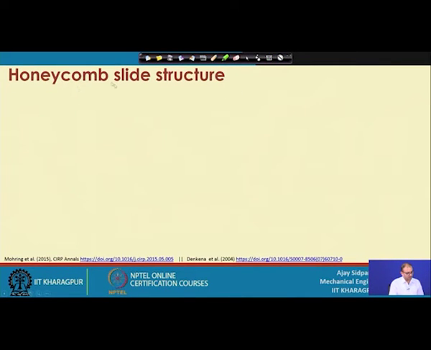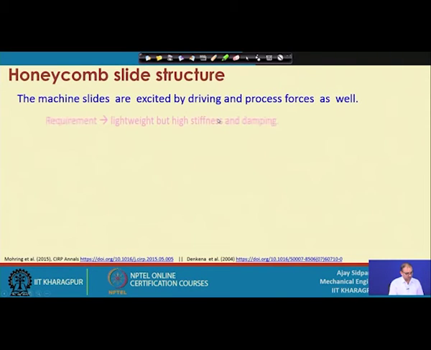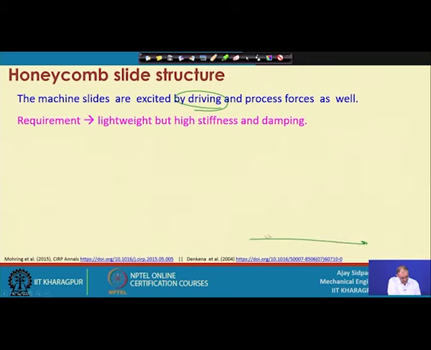Right. So, there is another category which is called honeycomb slide structure. What is this thing? The machine slides are excited by the driving or the process force as well. So, there are two types of forces. One is the driving force, that means when you are moving the axis in this direction, that means you are traveling your tool. So, this tool is traveling and your workpiece is located here. So, when you are traveling, you have to spend some energy to move either the tool or the workpiece in this direction. So, at that time it will create some forces, and the process force is when you do actual cutting, at that time you will encounter forces, that is called process force.